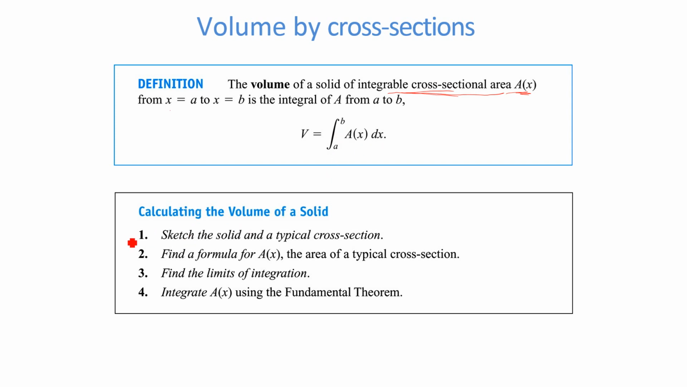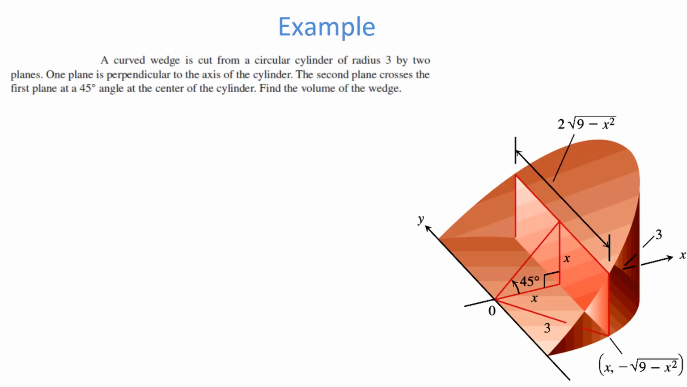Now what are the steps we are going to follow to solve problems related to volumes? First of all, we have to sketch the solid, or at least sketch the typical cross section. Then find a formula for A(x), the area of the typical cross section, and then find the limits of integration. Finally, integrate A(x) using the fundamental theorem of calculus, which we learned in the previous chapter. So here is an example.